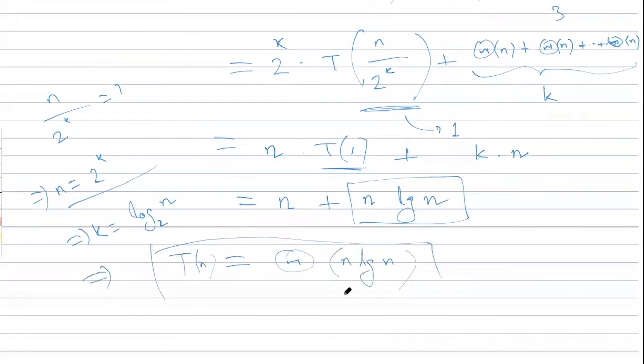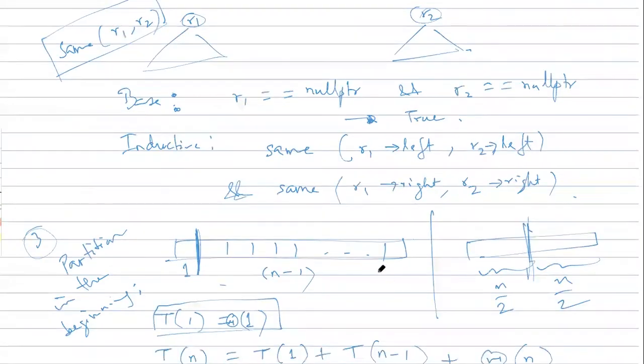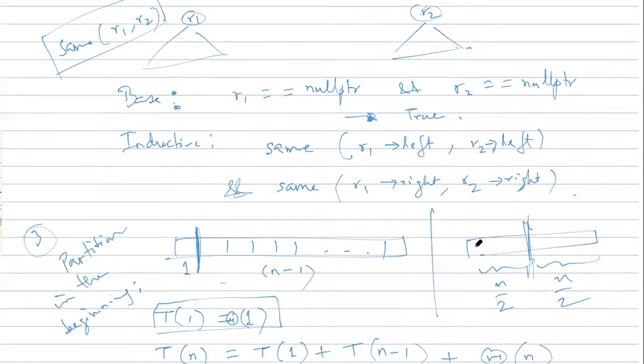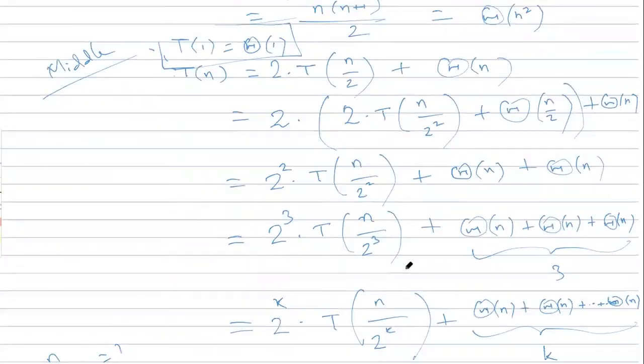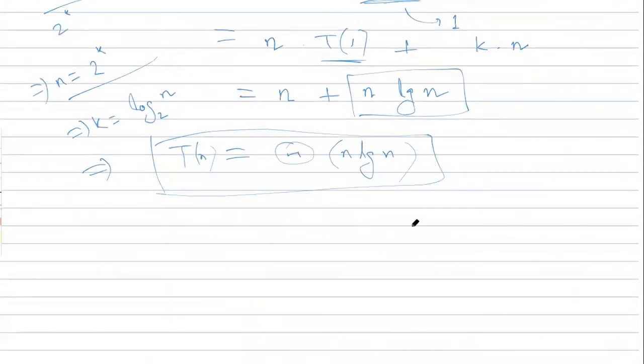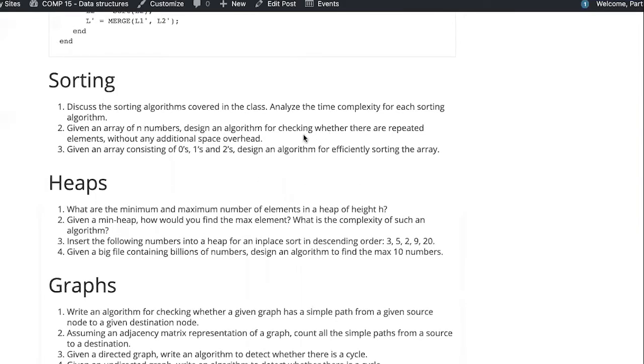Okay, so essentially we saw that depending on how you are partitioning, the same sorting algorithm can lead to either order of n square complexity or n log n complexity. In fact, this is the complexity for merge sort. And that's the algorithm that I was describing here. Okay, so in terms of the sorting, we have.